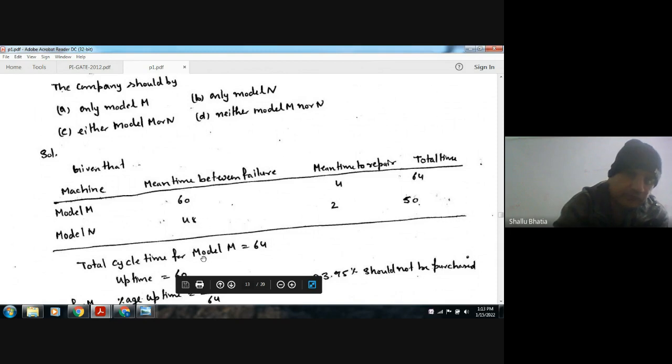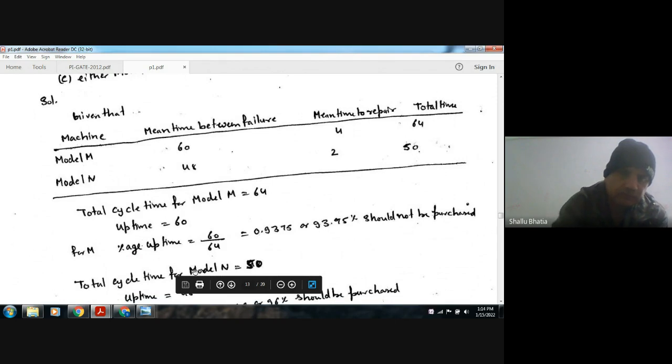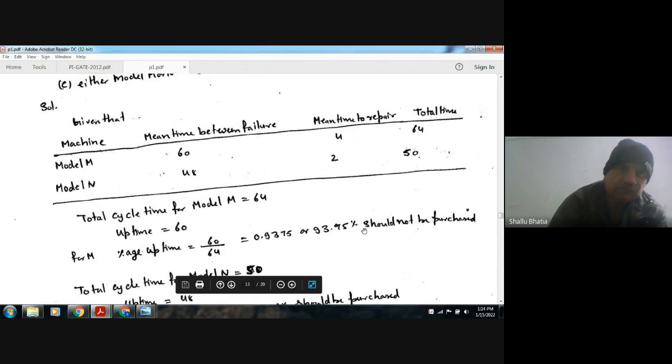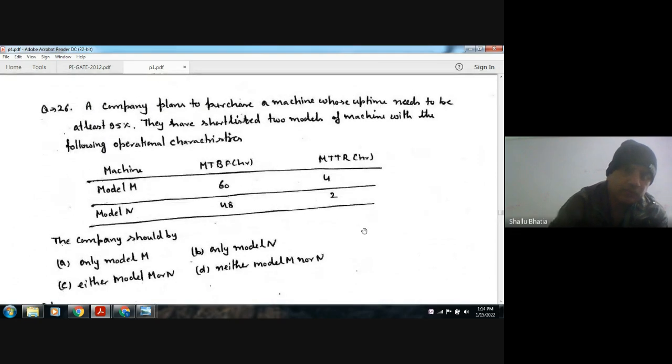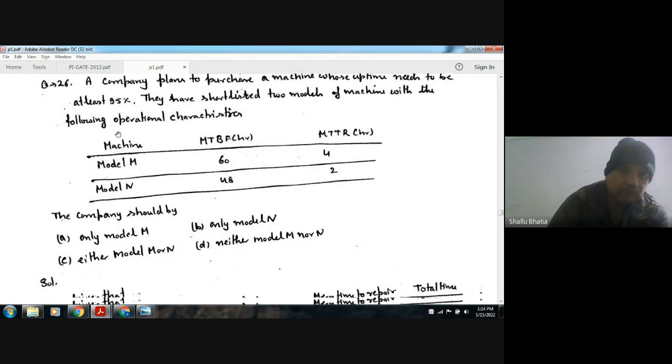So percentage uptime is 60 by 64, which comes out to 93.75. So it should not be purchased, because the company's requirement is to purchase a machine that has at least 95% uptime. So this is rejected.